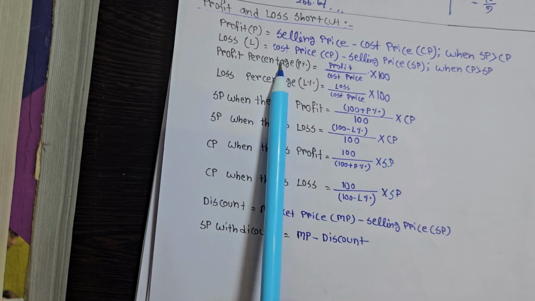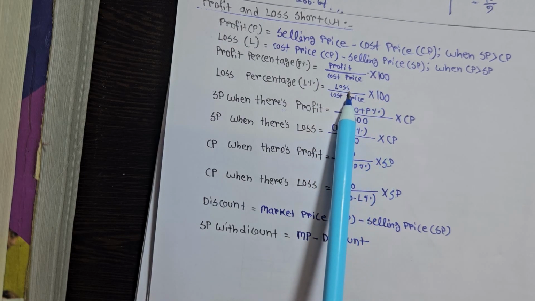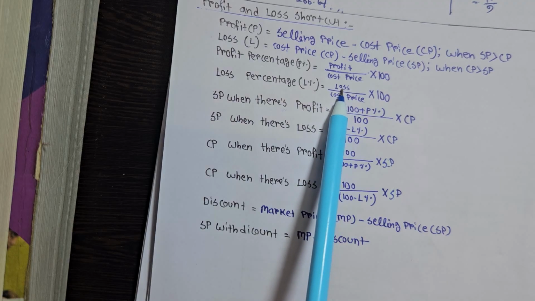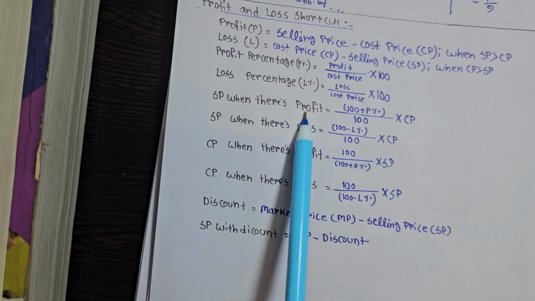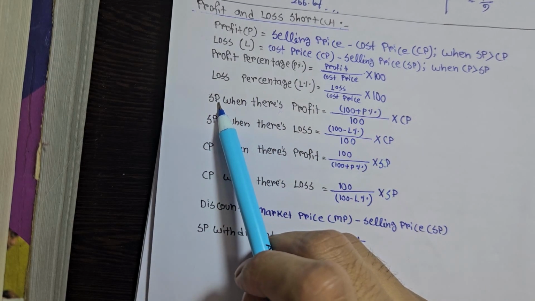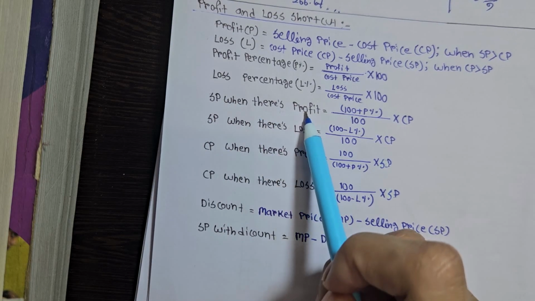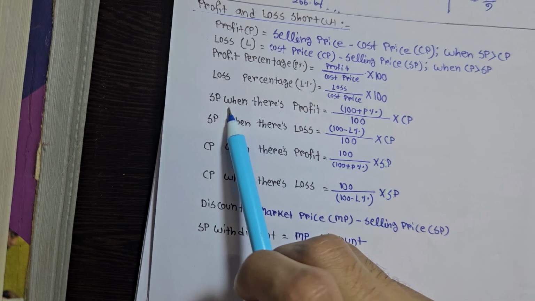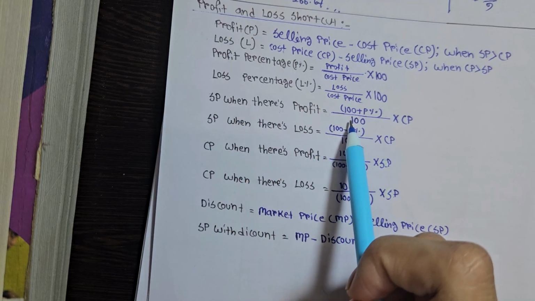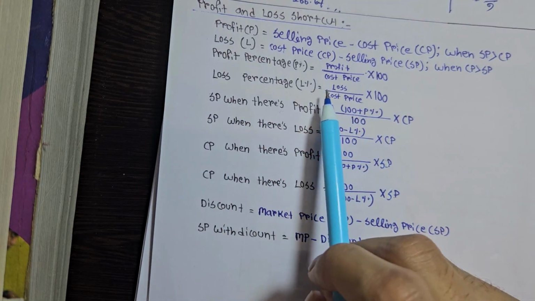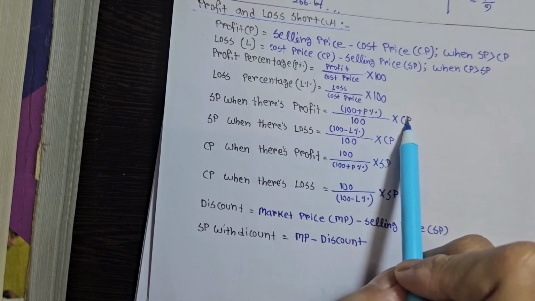If we want to calculate profit percentage, it would be profit divided by the cost price multiplied by 100. Same, we'll use a similar formula when we want to calculate the loss percentage, given we have the cost price. When there is a profit percentage given and we want to calculate the selling price, and we are given the cost price, what we will do is 100 plus the profit percentage, it could be 5%, so 100 plus 5, divided by 100, multiplied by the cost price.